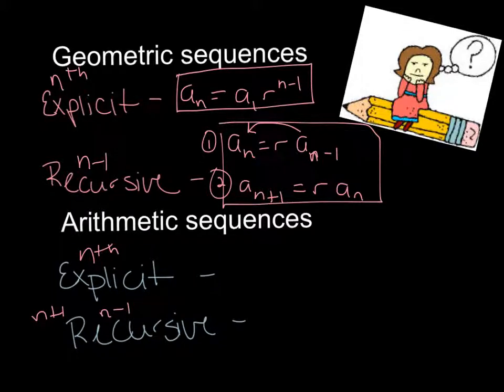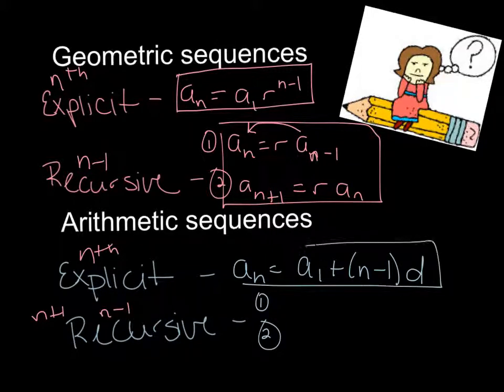For arithmetic, the explicit formula that is given to you on the reference sheet is a sub n equals a1 plus n-1 times d, which means that you can find any term in that sequence as long as you have a1 and d. Recursive, there are also two of them. They look very similar to the geometric ones, and it's the same exact thing, just with a d instead of an r.